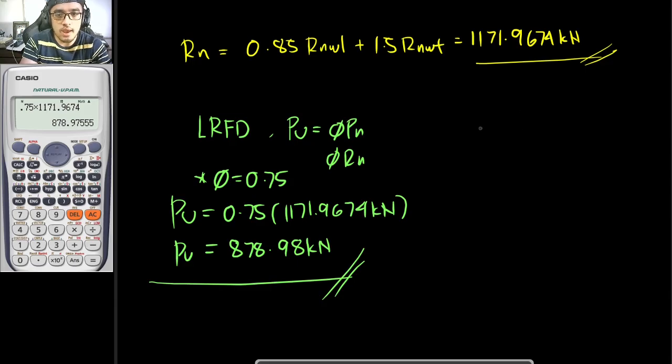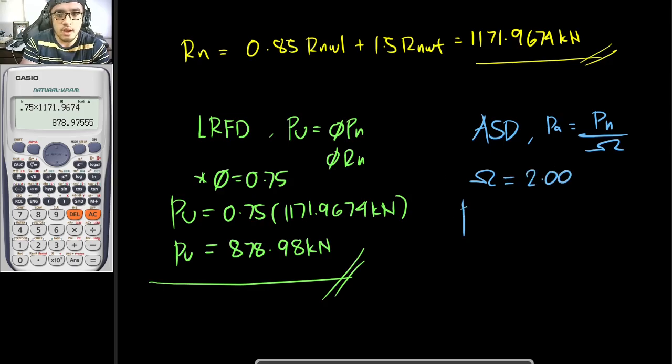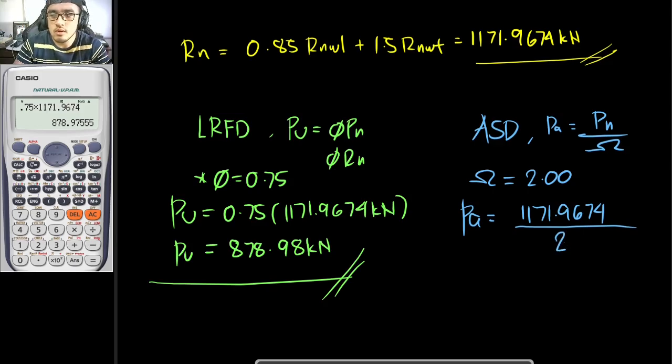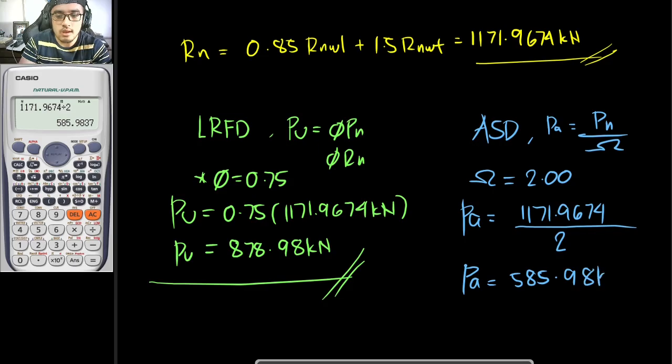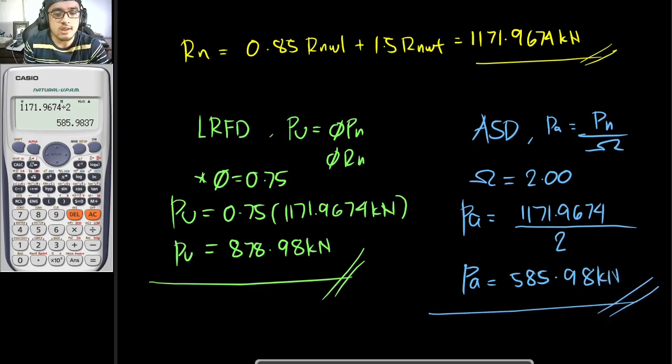And as for our Pa in ASD, Pa is equal to Pn over omega. And our omega here is equal to 2.00. So from that, our Pa is equal to 1171.9674 divided by 2, which is equal to 585.98. So Pa is 585.98 kilonewtons. So this would be your design strength and allowable strength respectively for the given connection.